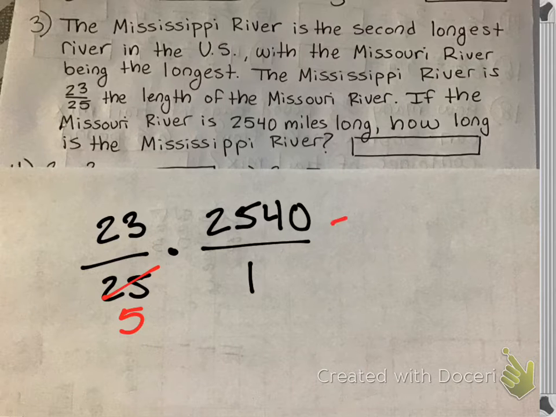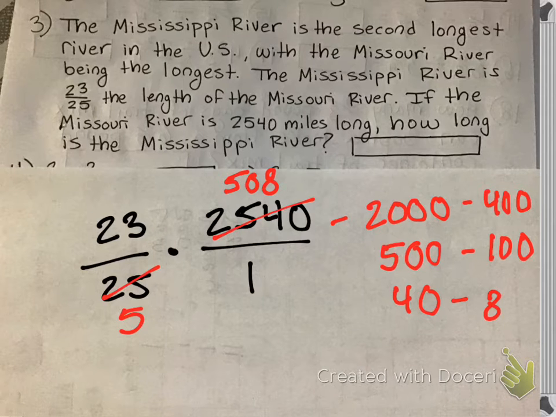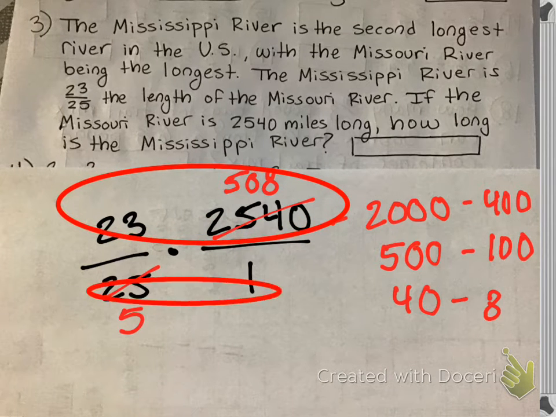So for this one, I like to split it up. 2,540. 40 divided by 5 is what? Who can tell me? 8. 500 divided by 5 is what? 100. 2,000 divided by 5 is what? 400. We add it together, we get 508. Then all we do is we multiply across.